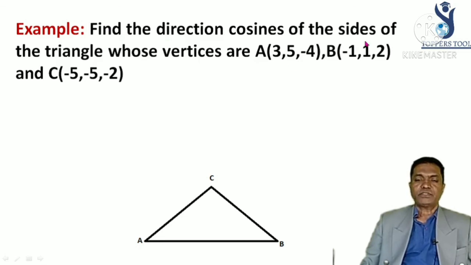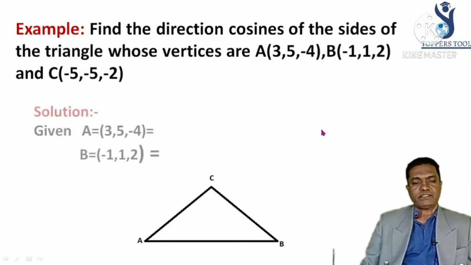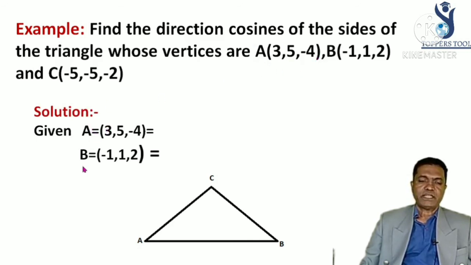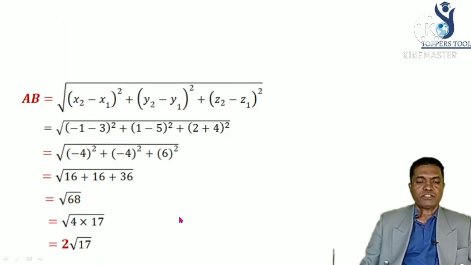Now find the direction cosines of the sides of a triangle whose vertices are given. So you are given one triangle, its vertices are A, B, C, and you are asked to find direction cosines of each side. Very simple, find the direction ratios of each side and divide them by the length of the side. So let's understand. First consider the side AB. The vertices are A as this and B as this. Let us call them x1, y1, z1 and x2, y2, z2. First find the distance by the distance formula, that is length AB.